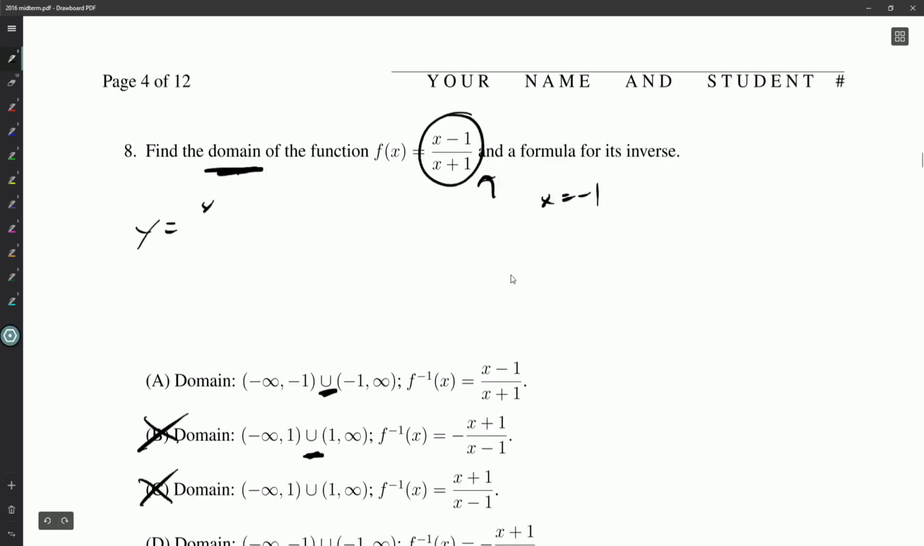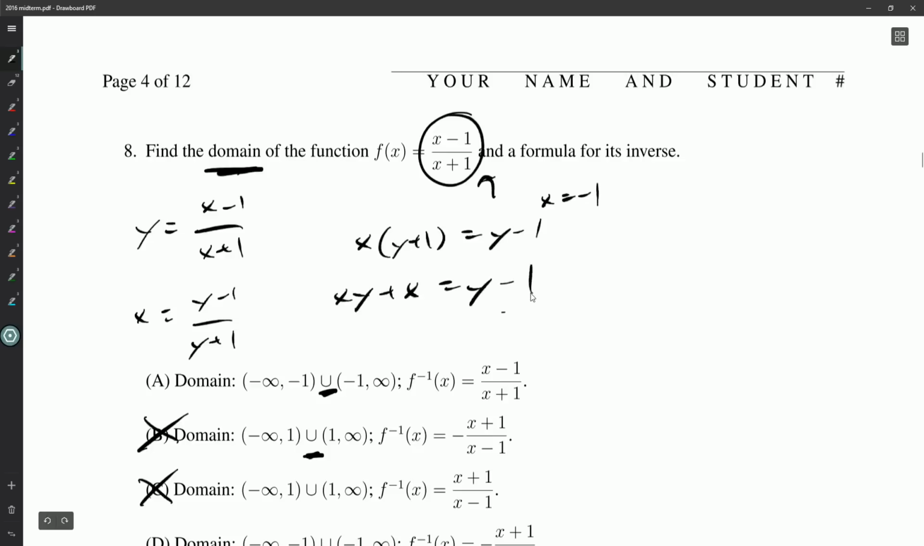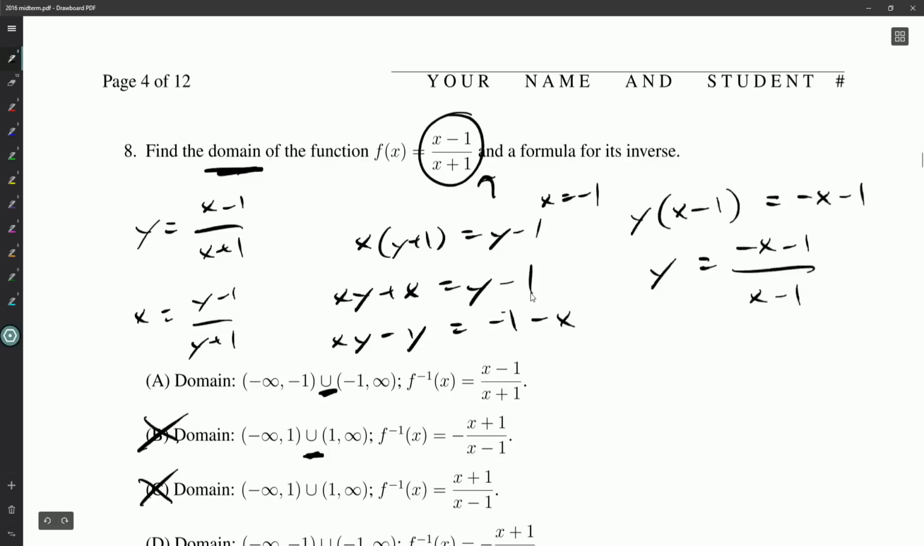How do we find inverses? Swap the x's and the y's. Okay, and then we have to rearrange and just get y equals. And we've done a couple of these, and there's a bunch of them in your textbook. So we just go ahead and rearrange as needed. So we'll say xy minus y is minus 1 minus x. And then we can factor out a y from here. And then negative x minus 1 divided by x minus 1.